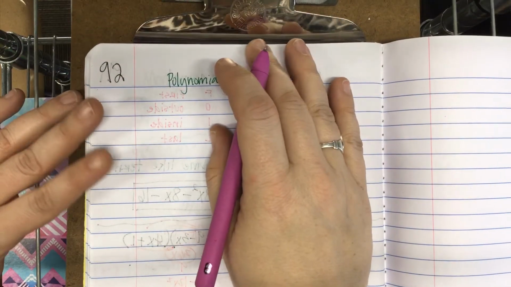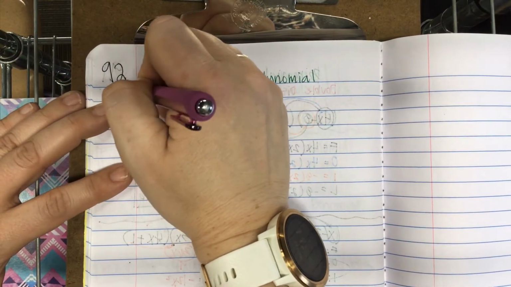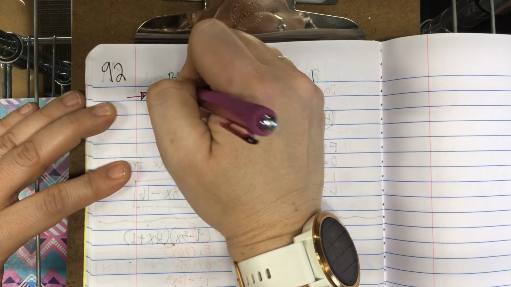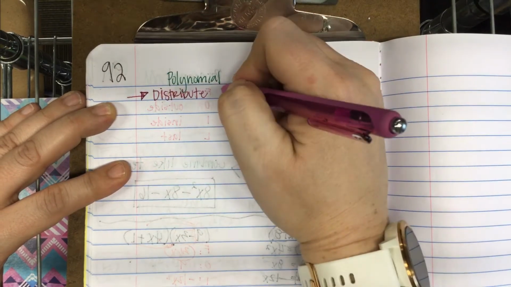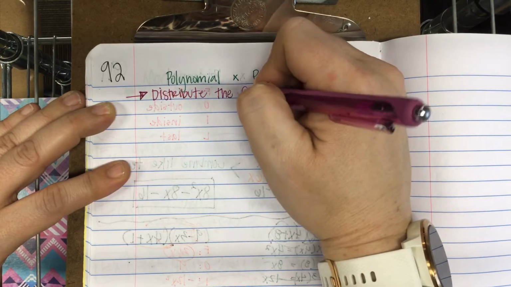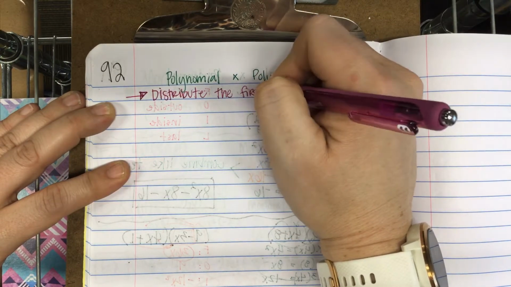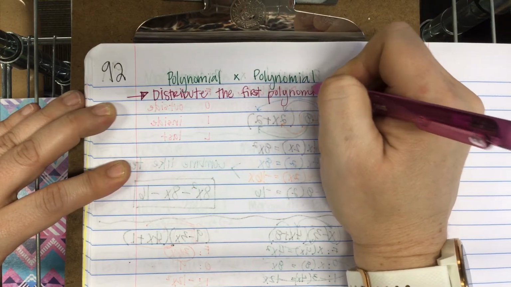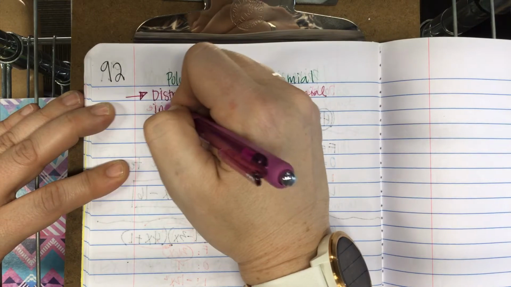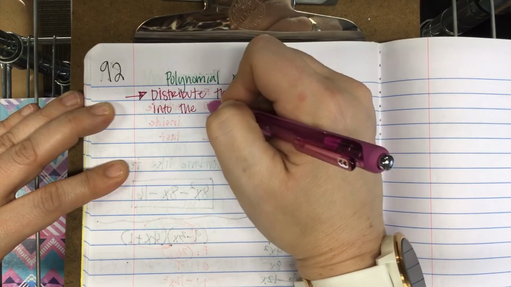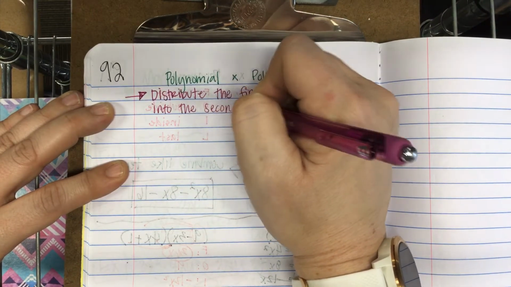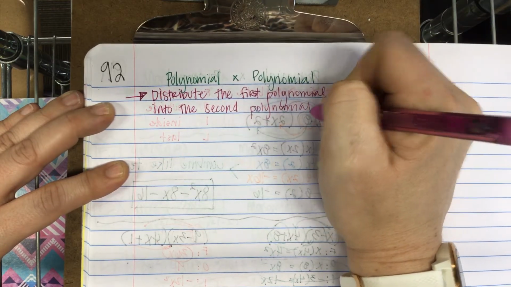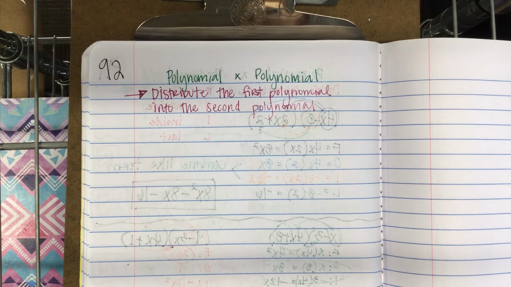Polynomial, you still are going to distribute the first polynomial into the second polynomial. But the problem is that it's a polynomial.